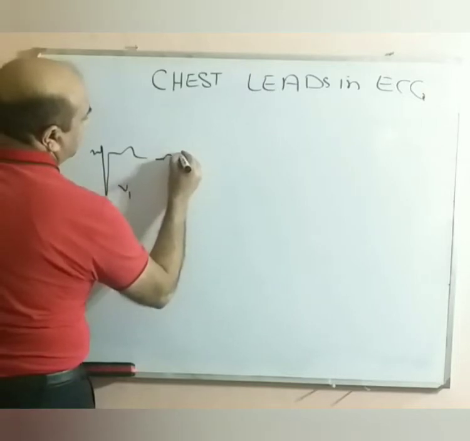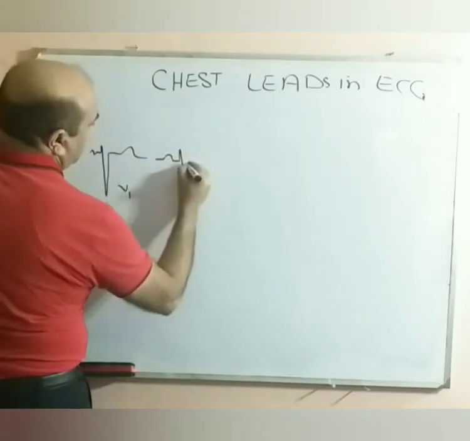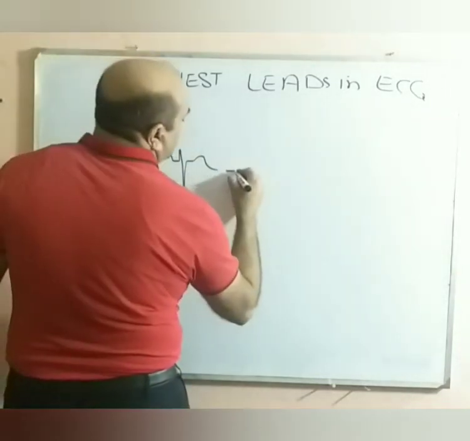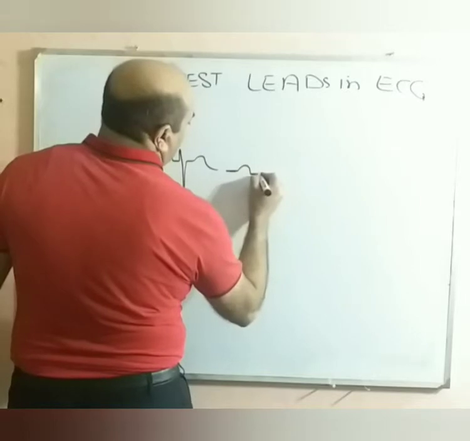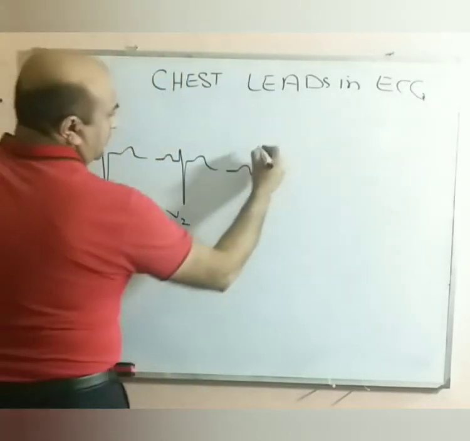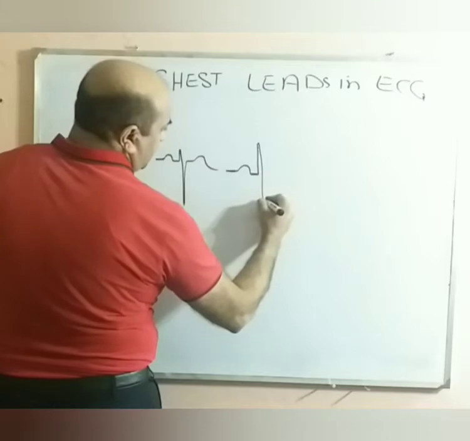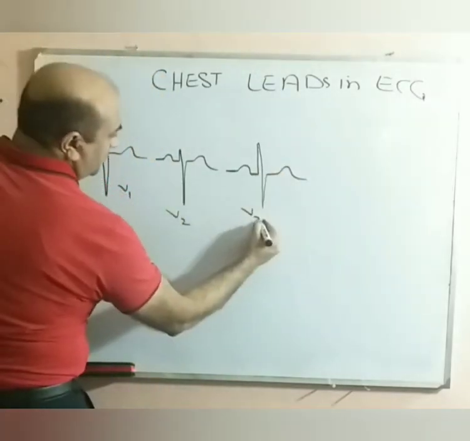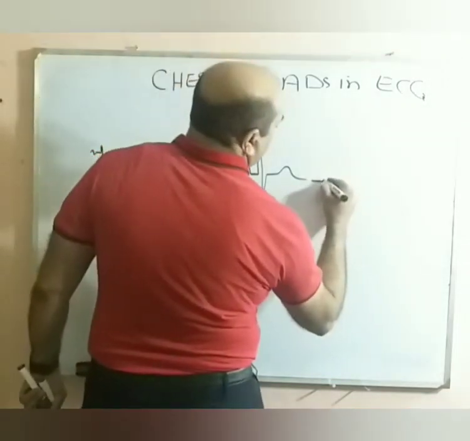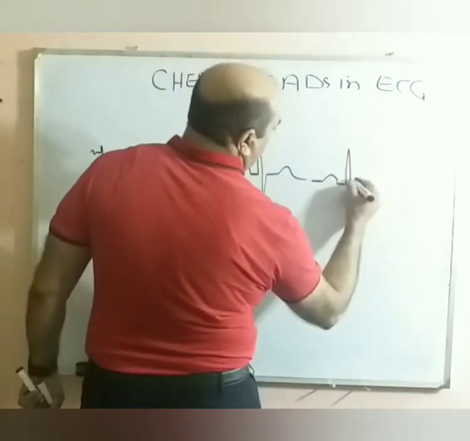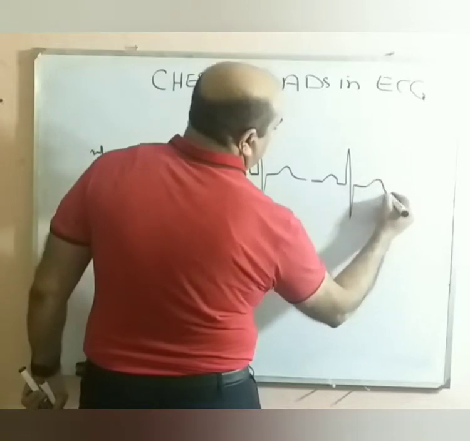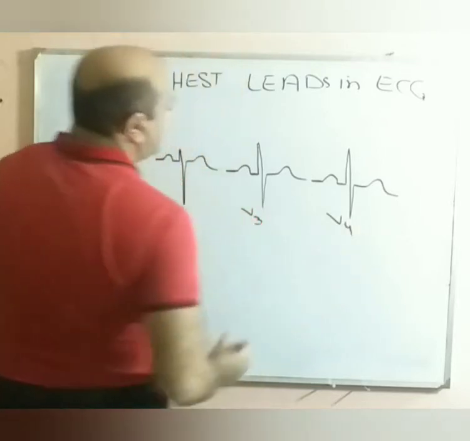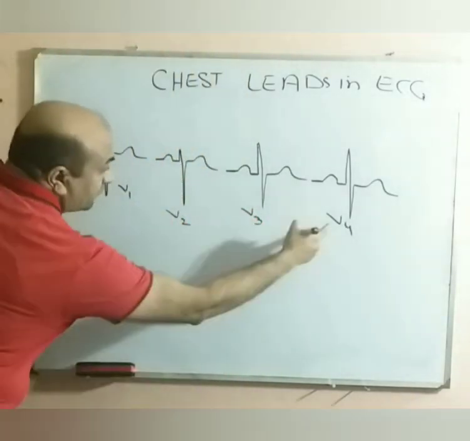Then comes V2: small r, deep S and T. Then comes V3 and V4. Now the R wave becomes a little bit taller, but the S wave also persists. Then comes T. So this is V3, and this is V4, which has the height of the R and depth of the S almost equal.